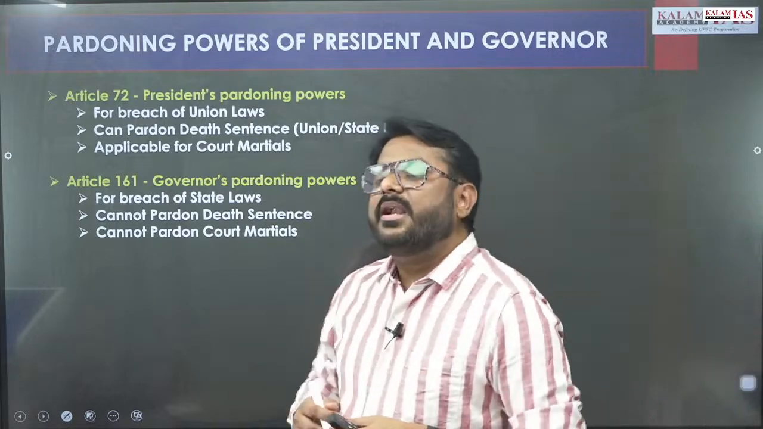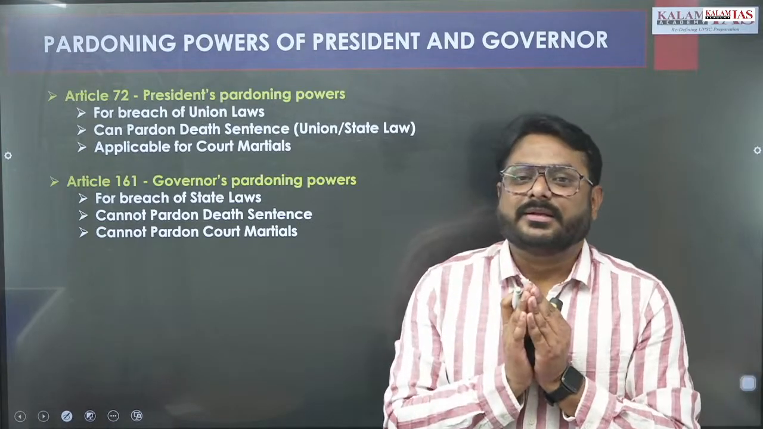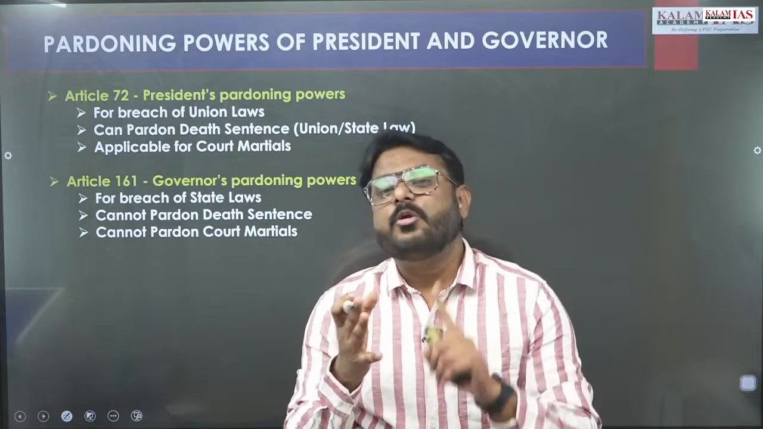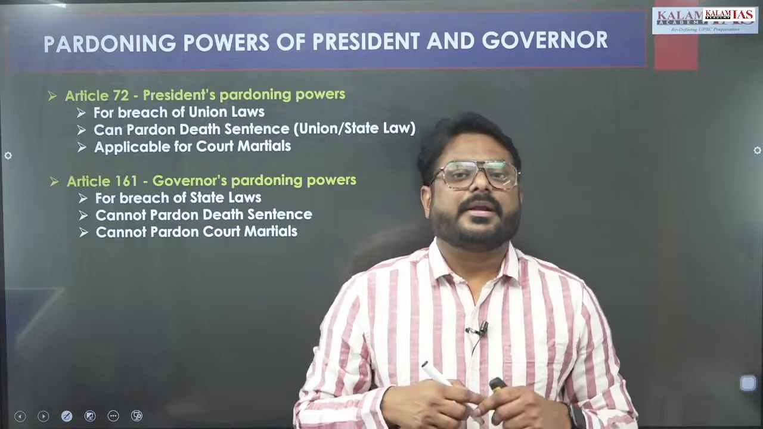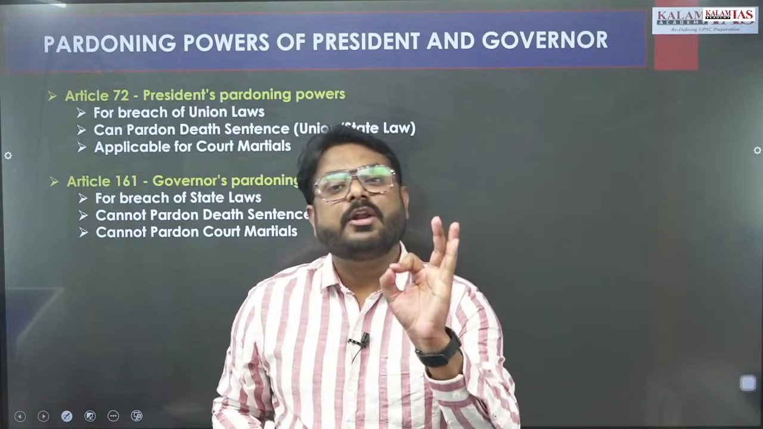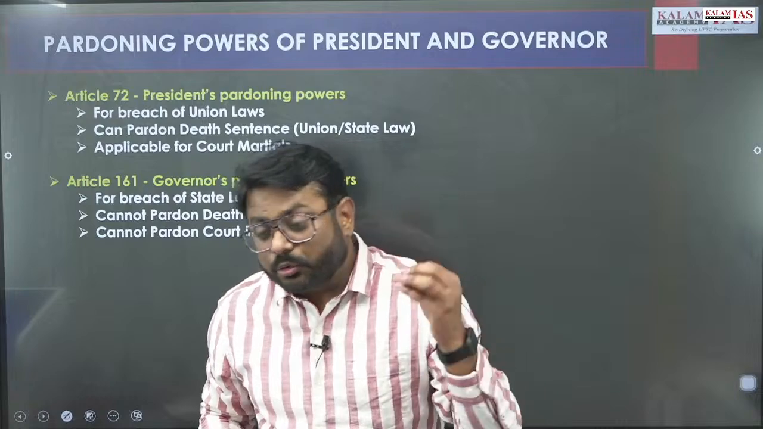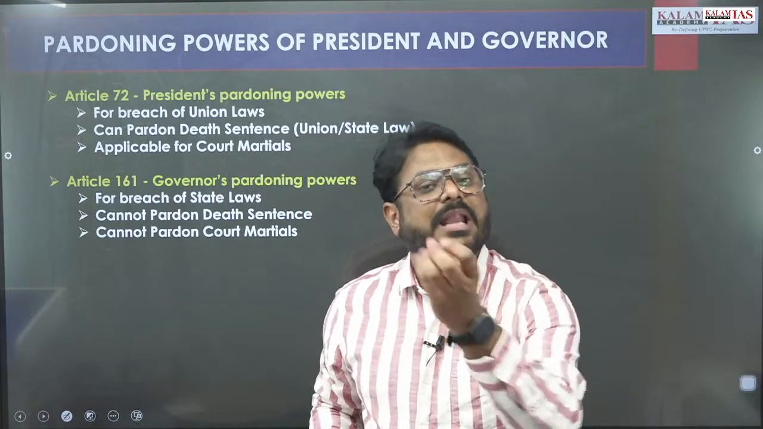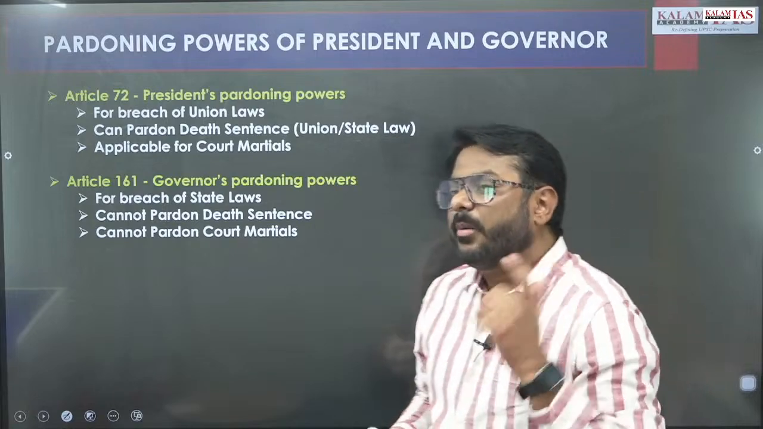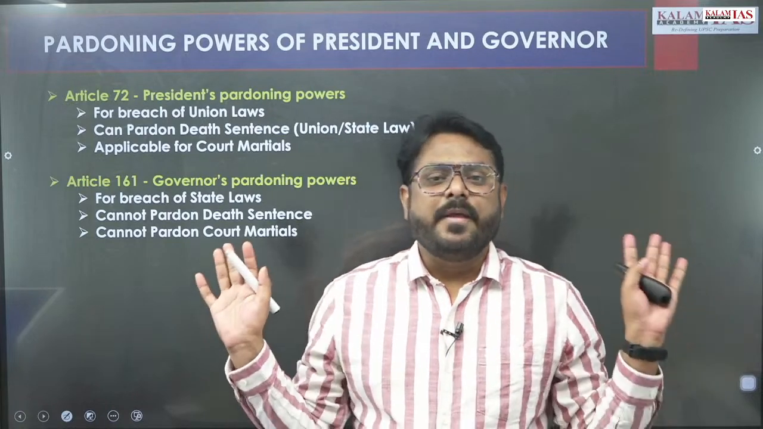Similarly, under Article 161 of the Constitution of India, the Governor has the pardoning power, right. And through this pardoning power, the Governor can pardon, commute, respite, reprieve and remit. The Governor can do all this, but the Governor cannot pardon the death sentence, right. Now the question arises whether the Governor can commute the death sentence into life imprisonment. Yes, that can be done, but the Governor cannot pardon. Plus, the Governor has no role to play when a court martial is applicable, so in this case the Governor has no power.